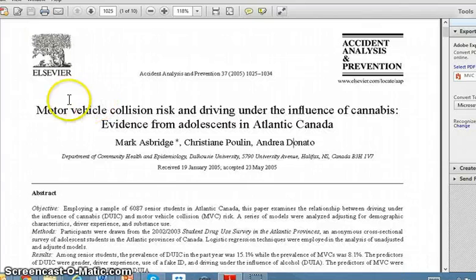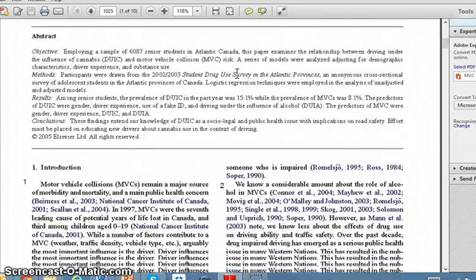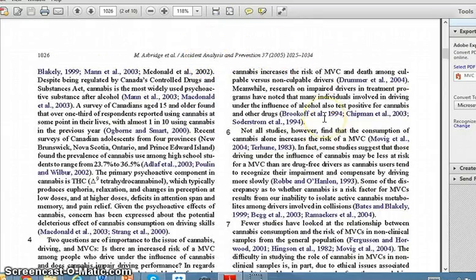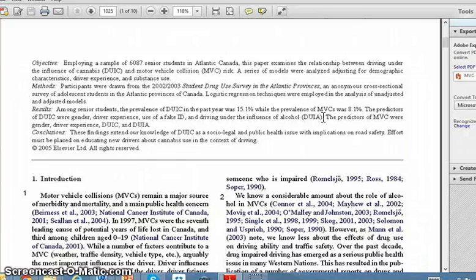The next thing we want to do is take a look and say, okay, where did it come from? At the top we've got Elsevier, and here we've got Accident Analysis and Prevention. What's the name of the journal? Well, if we look here, we see Accident Analysis and Prevention, and then we see here, Accident Analysis and Prevention. We're always going to have the name of the journal at the top of the page. So let's go on and see if we're right. We've got Asbridge as our author, Accident Analysis and Prevention. So we know for sure that that's our source.